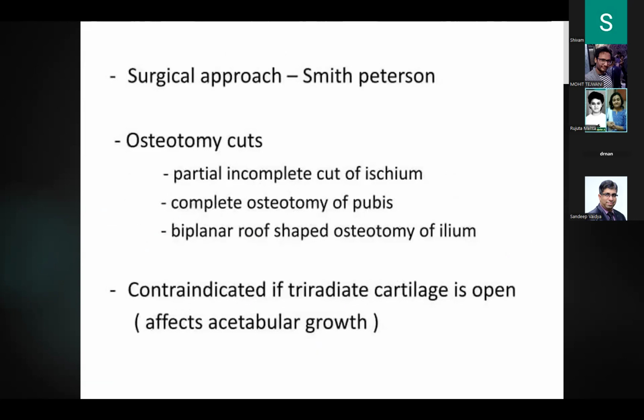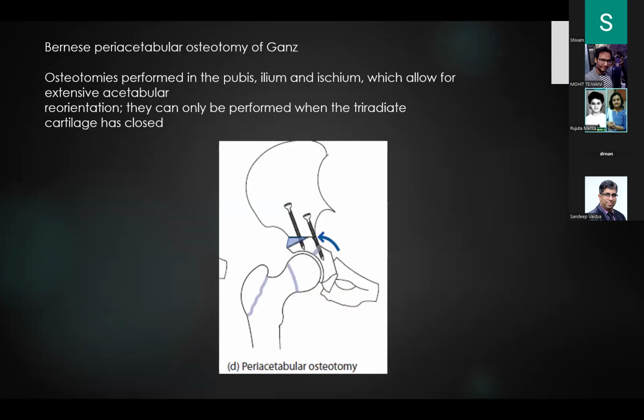So the surgical approach is via Smith-Petersen. Osteotomy cuts: there is a partial incomplete cut of the ischium, a complete osteotomy of the pubis, and a biplanar roof osteotomy of the ilium. It is contraindicated if the triradiate cartilage is open, as it can cause growth disturbances.